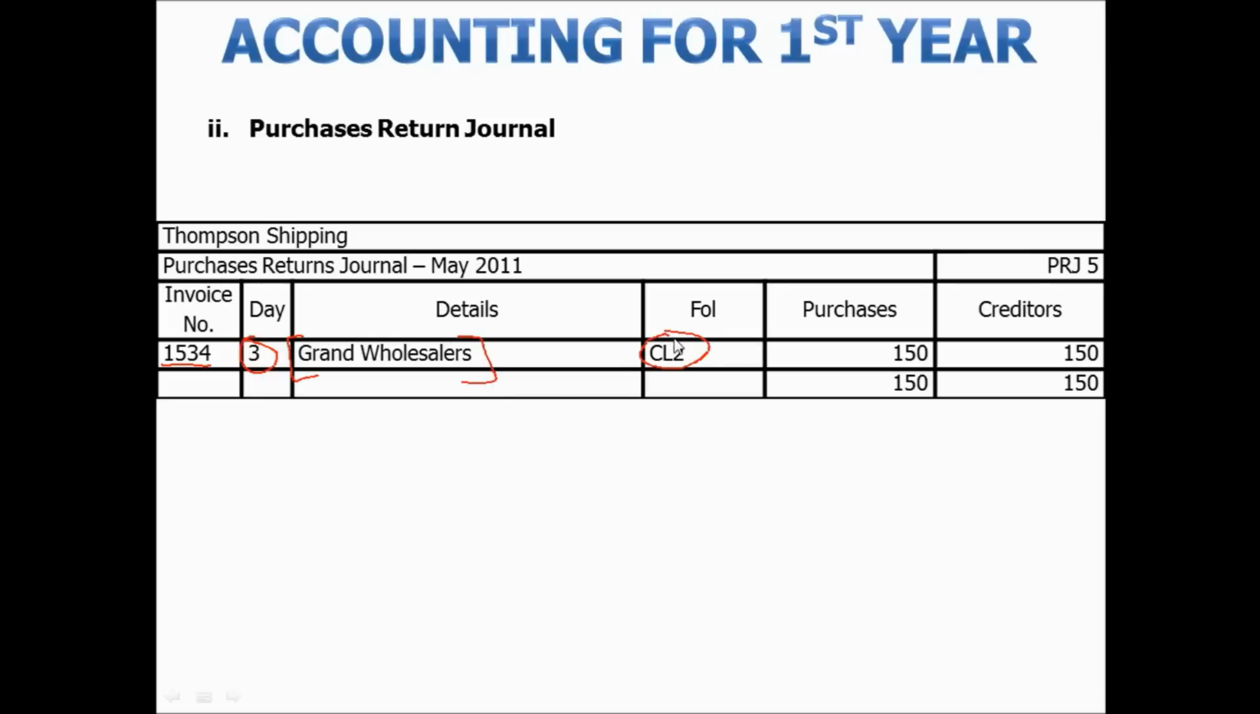The folio number is entered, and then in this case only a portion of the goods purchased have been returned back to the manufacturer. So 150 Rand is entered into purchases and 150 Rand is entered into creditors. Finally, at the end of the month, both of the columns are totaled.